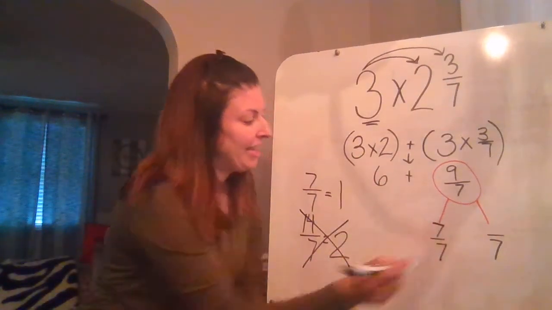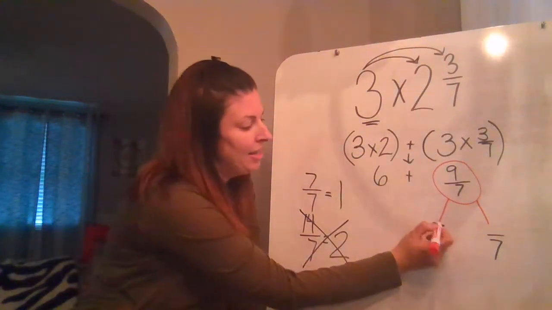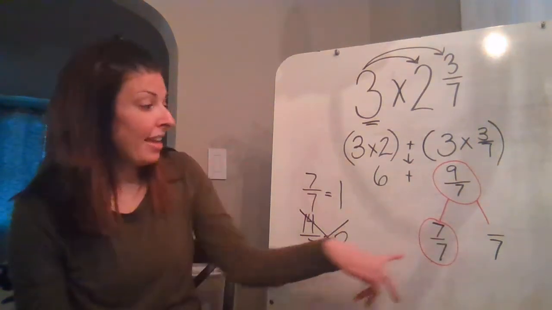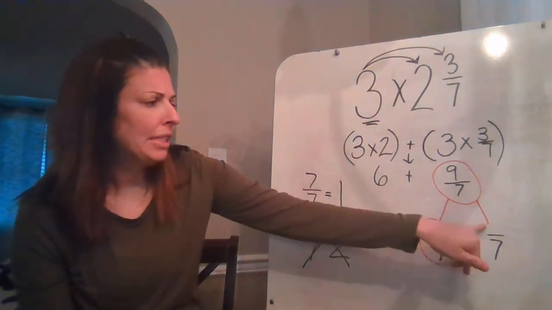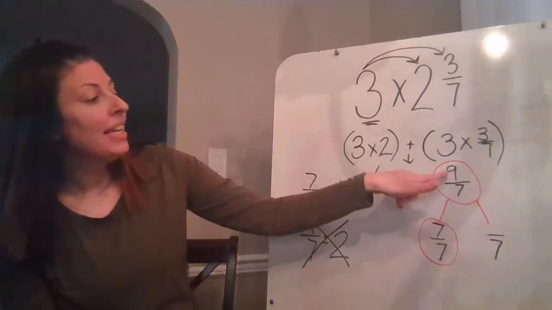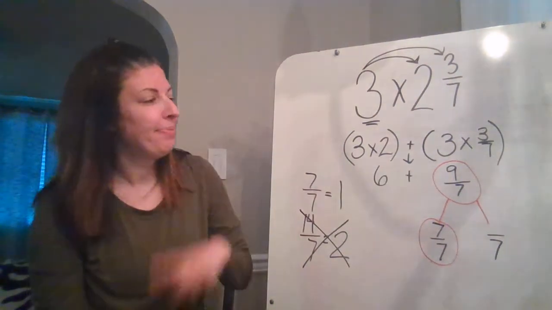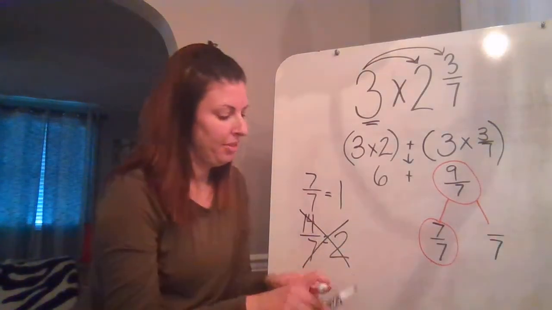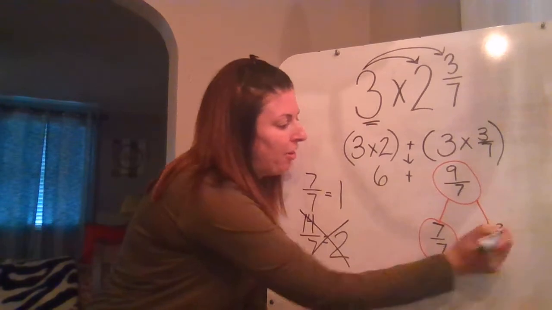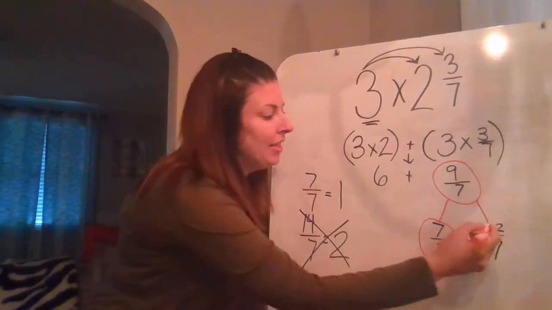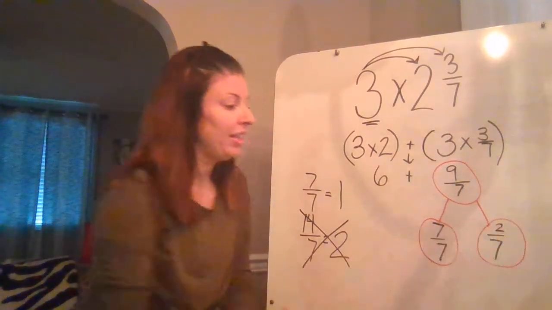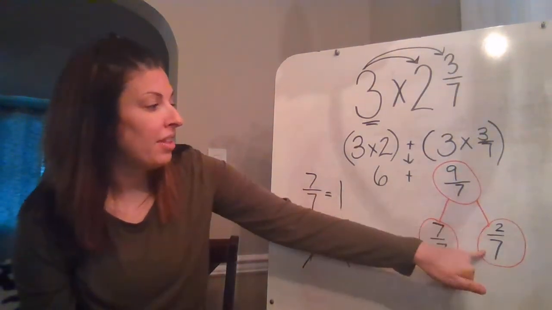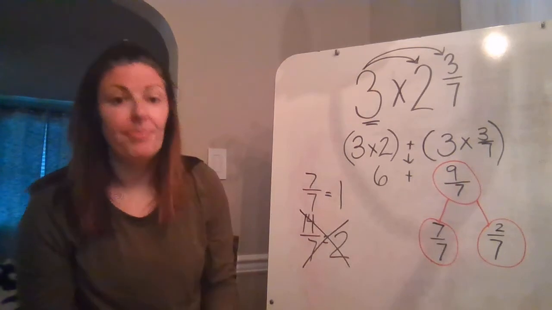So, I'm going to take 7 of those 7s and put them over here. Then I need to think. 7 plus what gives me 9? That's right, 2. So the second part of my number bond is 2/7. And I can double check this because 7/7 plus 2/7 equals 9/7.